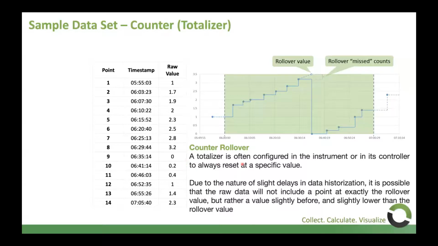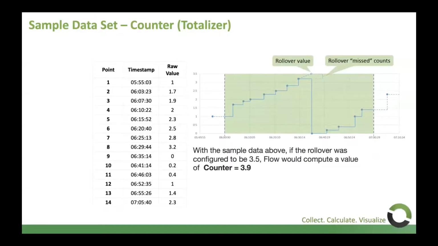So we can set that if it is a fixed value that it always uses to roll over. If we do fix a number of 3.5 as our rollover value, then Flow will compute a value of 3.9 for this rollover amount. And I'll show a little bit of the differences if you do not set it, if you do set it, what the result of those values are when we look at the demo a little bit later.